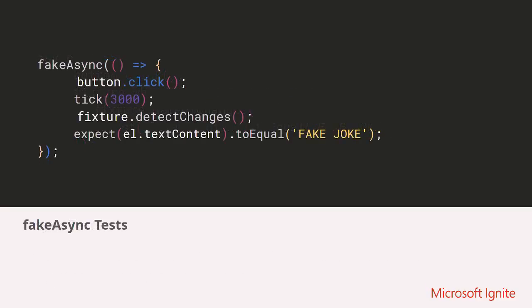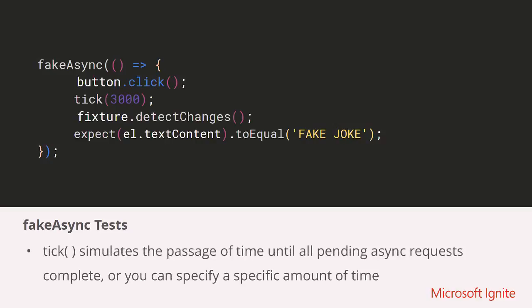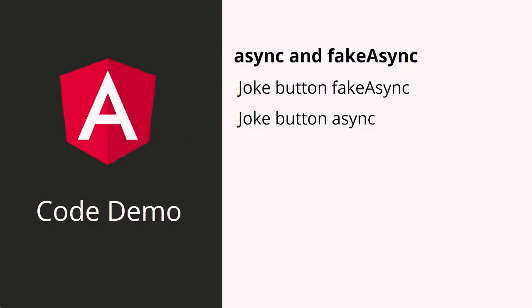We've also got fake async, and I really like fake async because it's a very linear progression through your test. So we call button click, and then we use tick. What tick does is it simulates the passage of time until all of those asynchronous operations have completed. There's also an option where you can pass in a parameter and it's saying wait, or simulate waiting, that number of milliseconds. So then I can call tick, pass in a value, then do my detect changes and then do my assertion. Let's have a look at what that looks like in code.